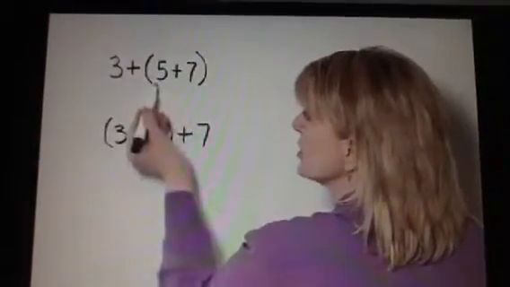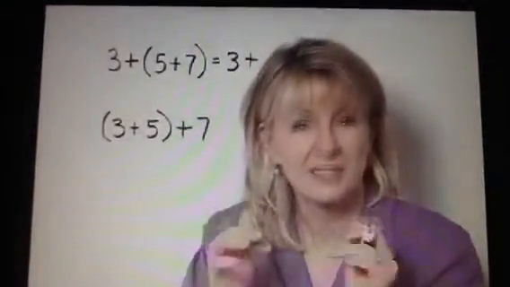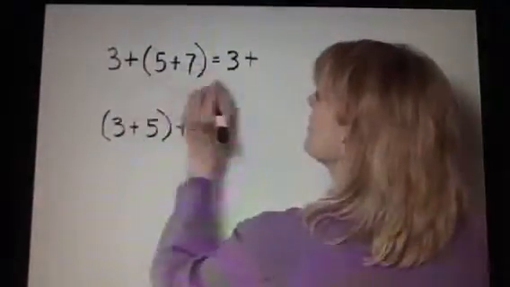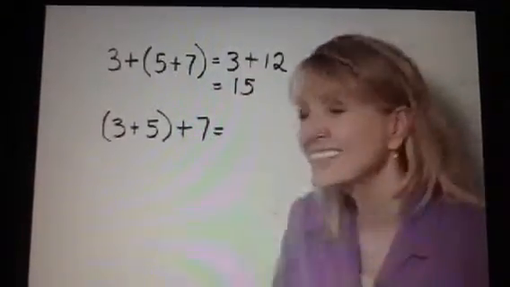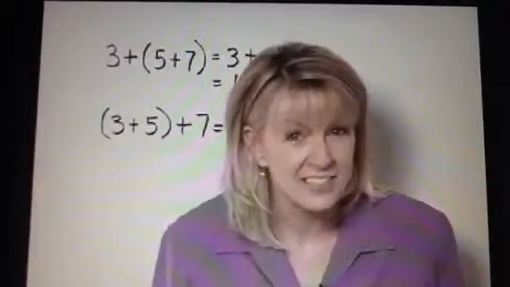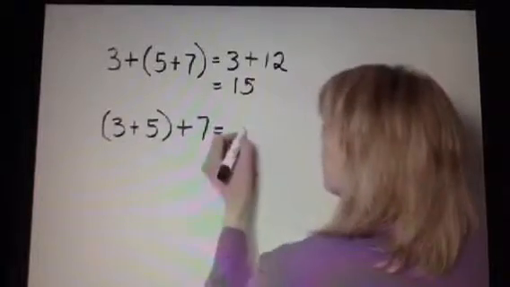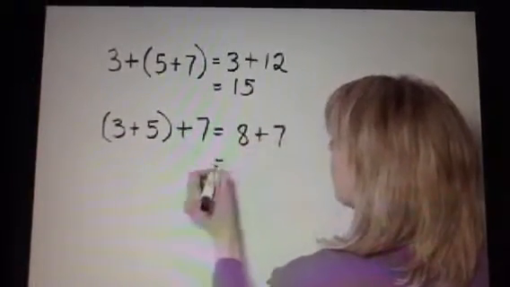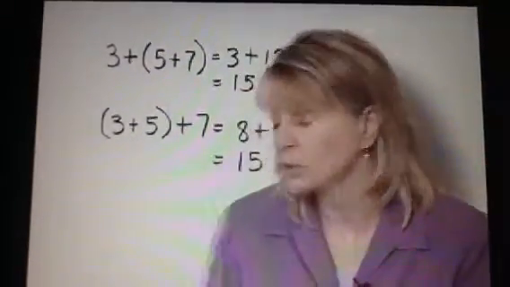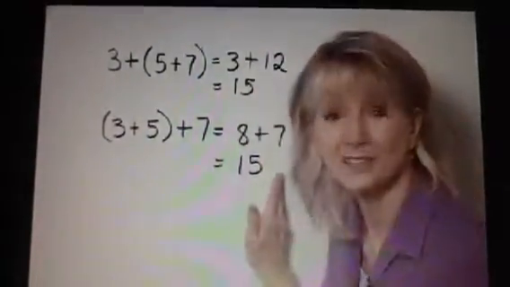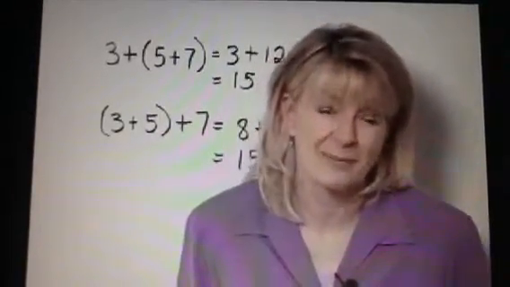Looking at this expression, this equals 3 plus, I perform the operation within the parentheses because of order of operations. 5 plus 7 is 12, and of course 3 plus 12 is 15. Let's see if changing the order makes a difference when adding. That's what I've done here. 3 plus 5 here, that's 8. And then what is 8 plus 7? It is 15. So we can change the grouping and it makes no difference in the final sum. We call that the associative property of addition.